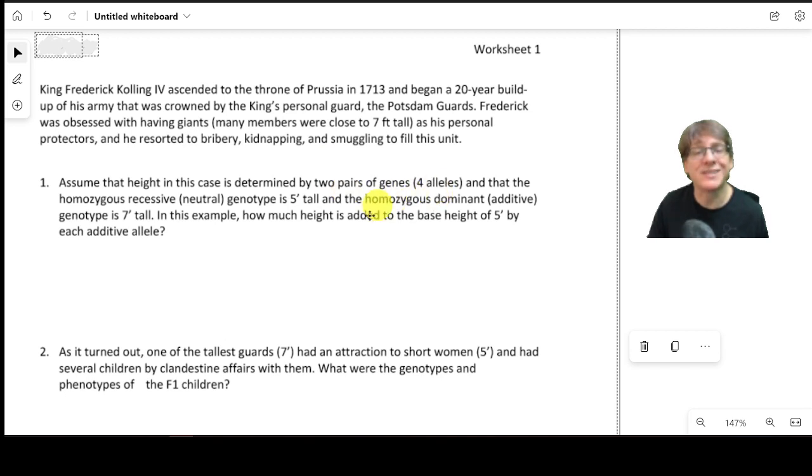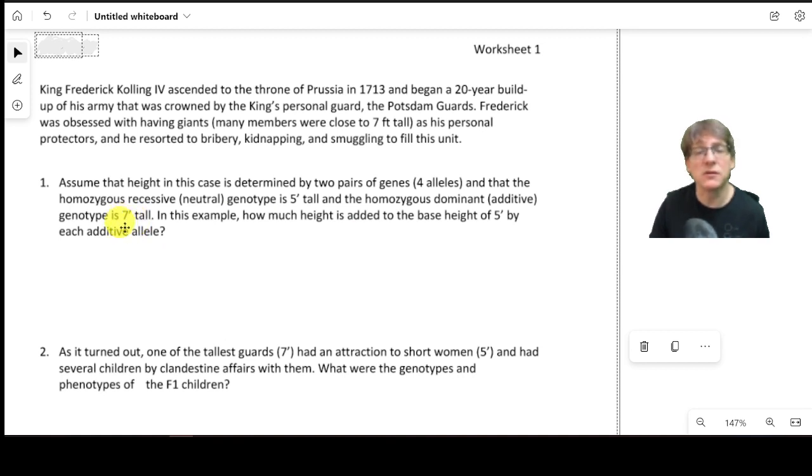The homozygous recessive neutral genotype, in which we have no additive alleles being added to this trait, is 5 feet. So that's our base height. All individuals in this problem will be at least 5 feet tall. And then depending on how many additive alleles these people get, that will add to the total height, where the tallest individuals are going to be 7 feet tall.